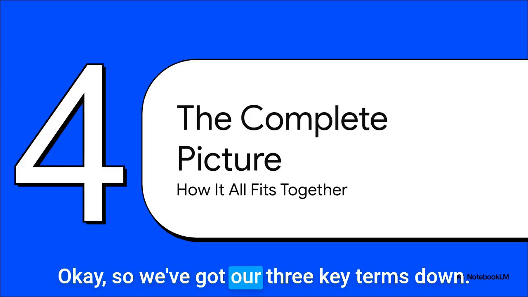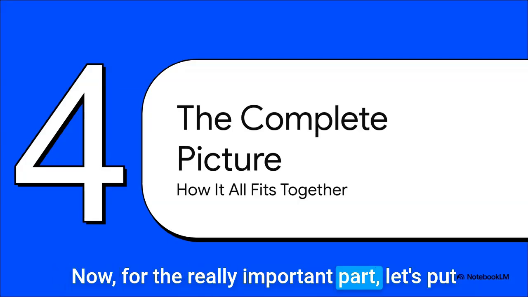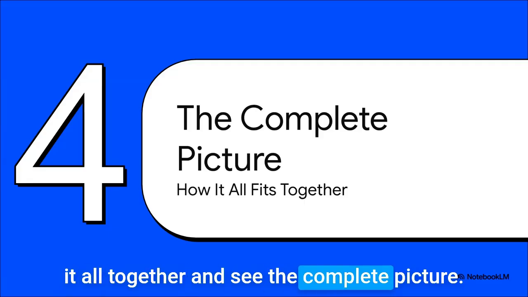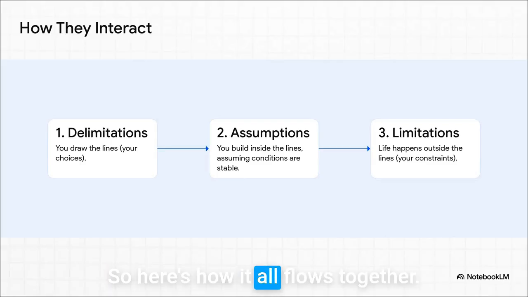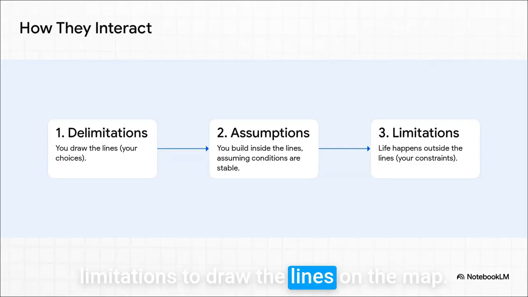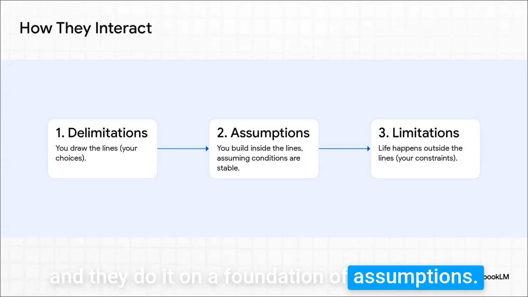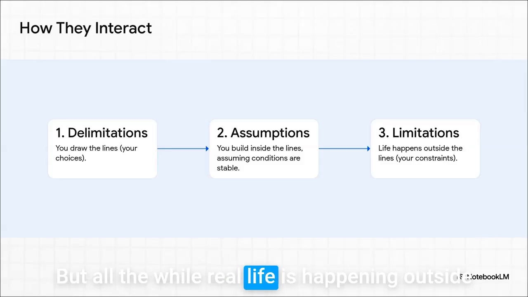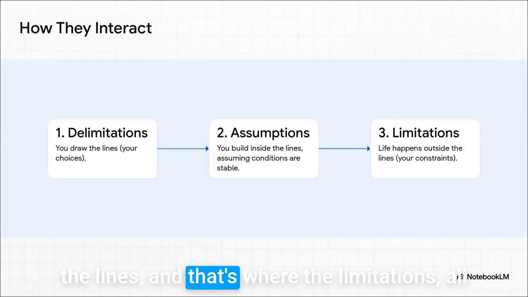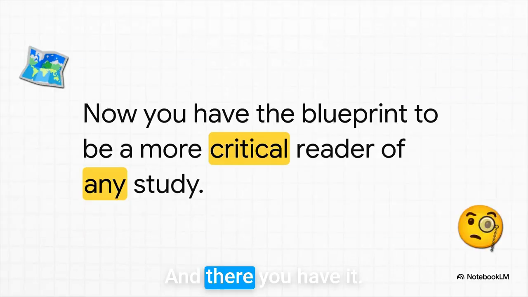Okay, so we've got our three key terms down: delimitations, assumptions, and limitations. Now for the really important part, let's put it all together and see the complete picture. So here's how it all flows together. First, the researcher uses delimitations to draw the lines on the map. Those are their choices. Then they build their study inside those lines, and they do it on a foundation of assumptions. But all the while, real life is happening outside the lines, and that's where the limitations, all those unavoidable constraints, come into play.